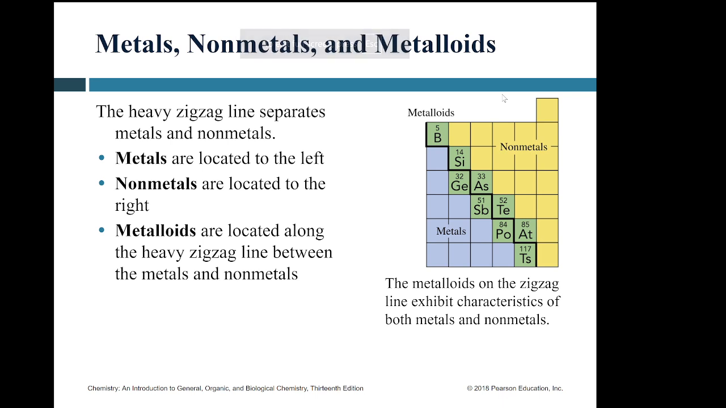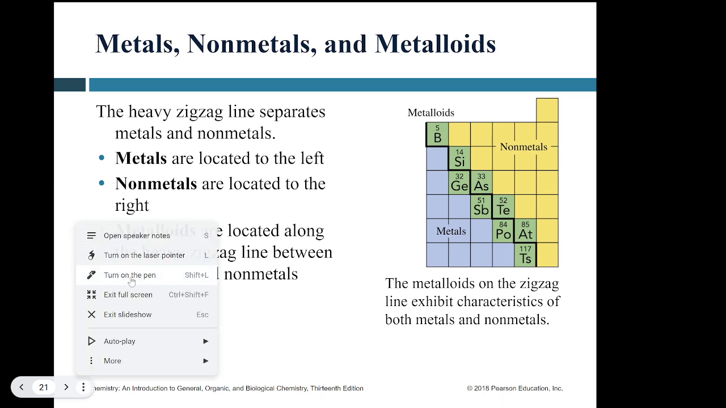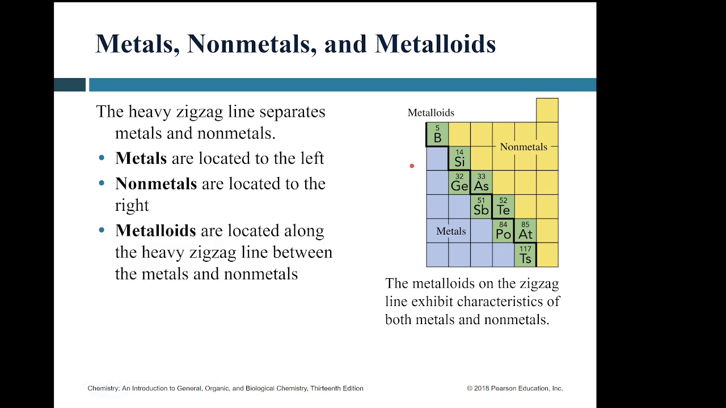All right, so let's talk about metals, nonmetals, and metalloids. You may have noticed a heavy, bolded zigzag on the periodic tables that runs down the side there. That's actually the division point between metals and nonmetals. Everything that has two sides on that is usually considered what's called a metalloid.